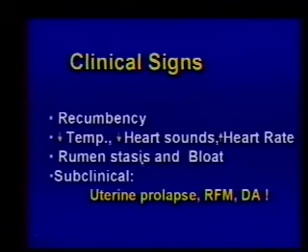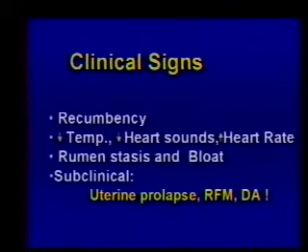The clinical signs include recumbency, usually sternal recumbency, low temperatures, decreased heart sounds with a decreased heart rate. There is some rumen stasis and maybe some bloat. The reason there is some rumen stasis is because, again, the rumen is an organ that has a large smooth muscle component. If there is hypocalcemia, the rumen simply won't contract.